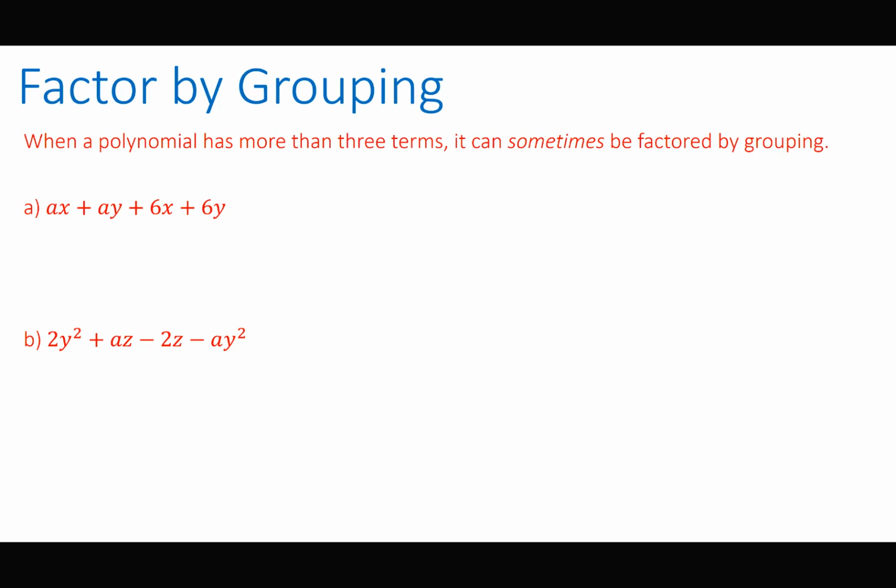Factor by grouping. When a polynomial has more than 3 terms, it can sometimes be factored by grouping. So not every time. And there is a connection from here. It's kind of like 4 spots. So if you had Miss Johnson, she talked about factoring with 4 spots. We're kind of already in that step now where we've done 4 spots.